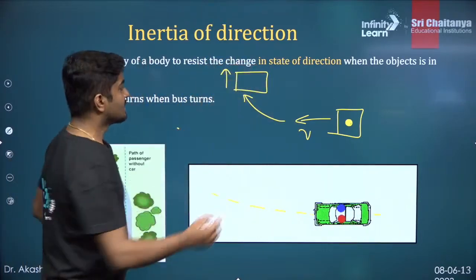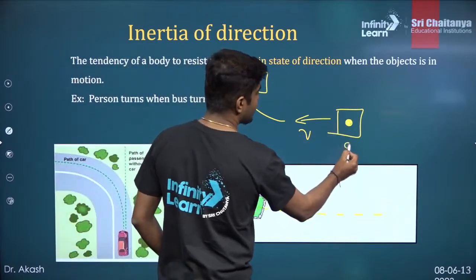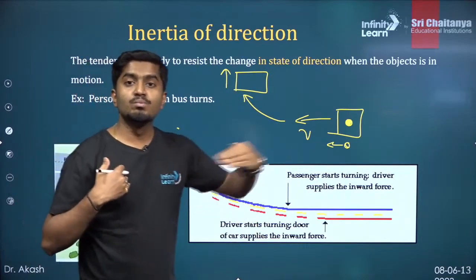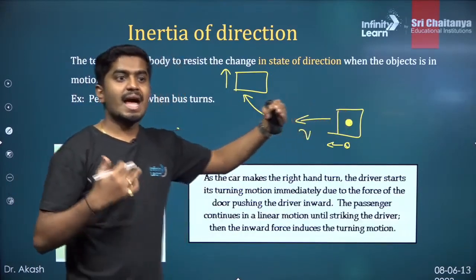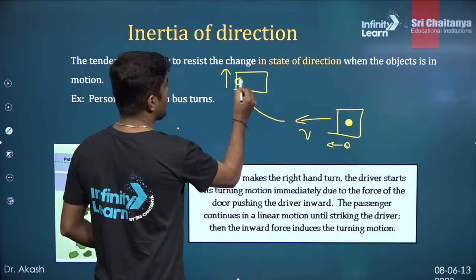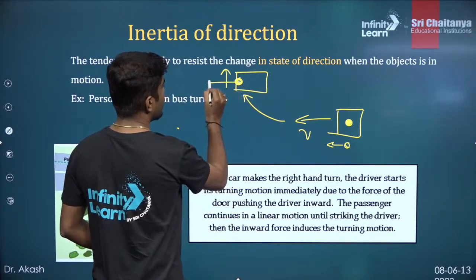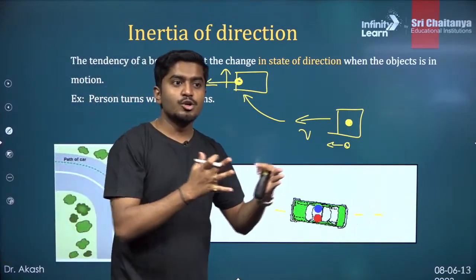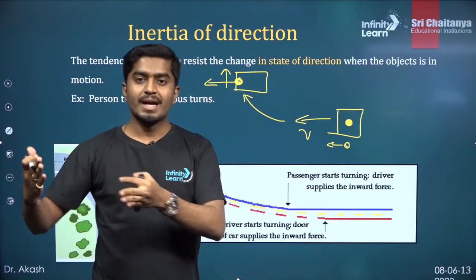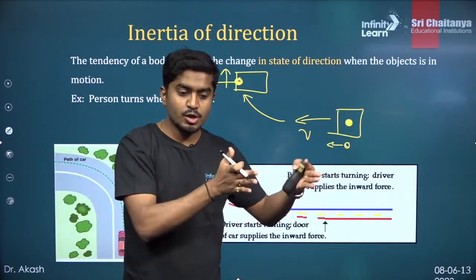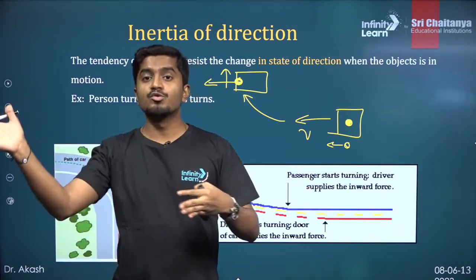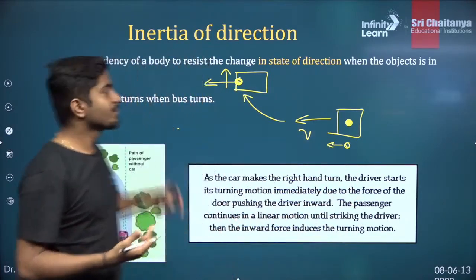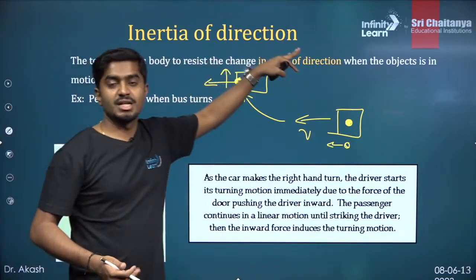Now what will happen? This object is also moving in this direction, right? So it will continue to move in a straight line, and because of that the object will come to this side. It will get a push sideways. When the car takes a sharp turn, do you feel that you move sideways? If the car turns to the left, we move towards the right. If the car turns towards the right, we get pushed towards the left. Why does that happen? It is due to inertia of direction.